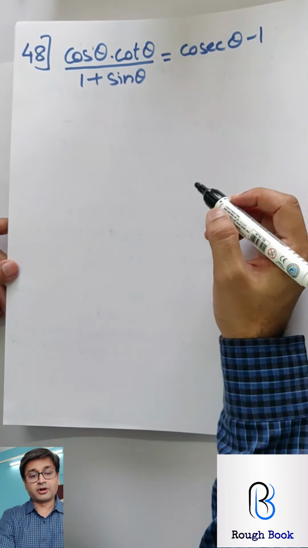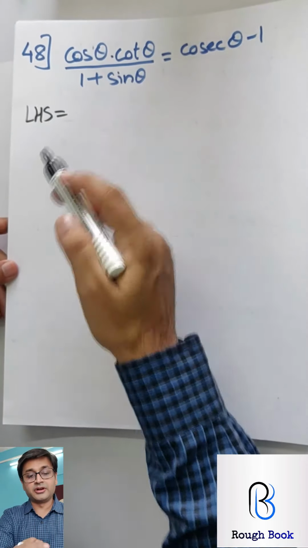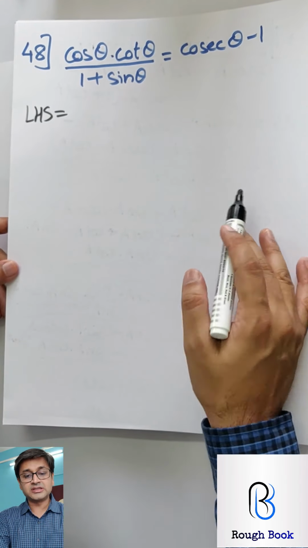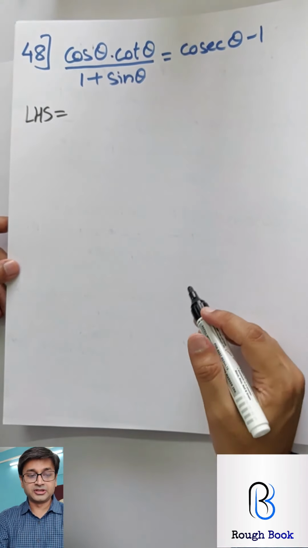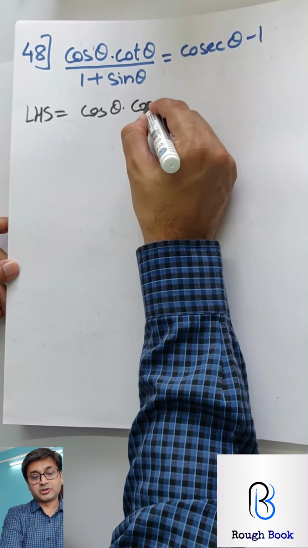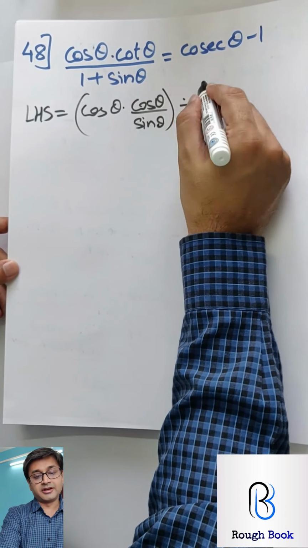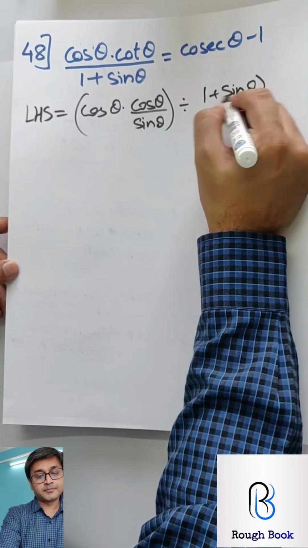The next one, 48. This is simple, you will manage. You will not even need my advice at all. Convert everything into sine cos in the LHS and you will reach there. I'm 100% confident. So cos theta into cot. Cot is cos upon sine, and the whole thing divided by 1 plus sine.